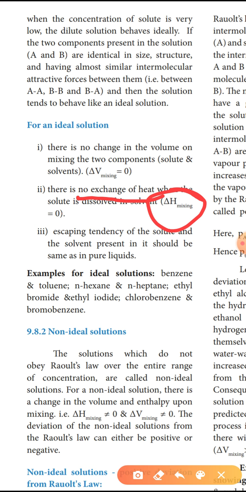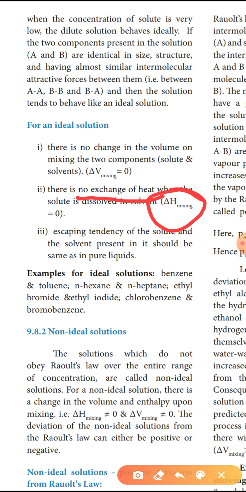For a non-ideal solution, there is a change in the volume and enthalpy upon mixing. An ideal solution never changes volume and never exchanges heat, but for a non-ideal solution del V is not equal to 0, and del H, the heat, is also not equal to 0.